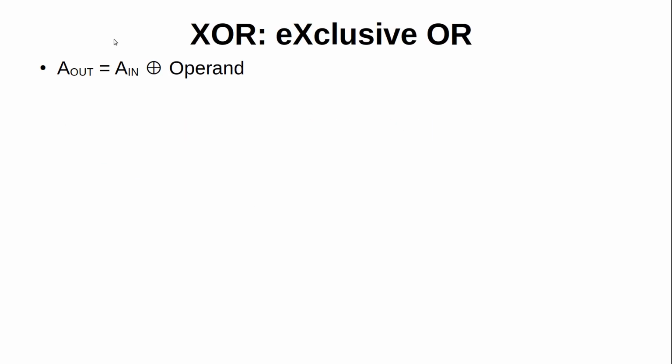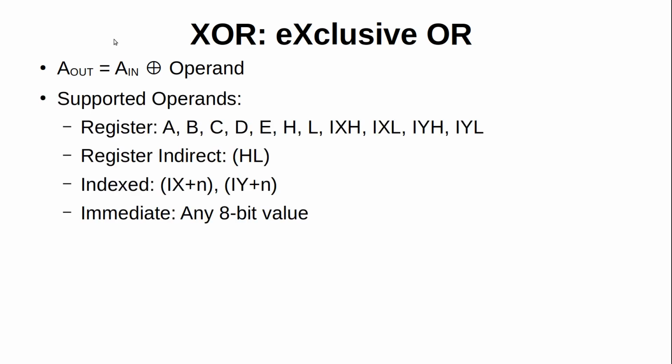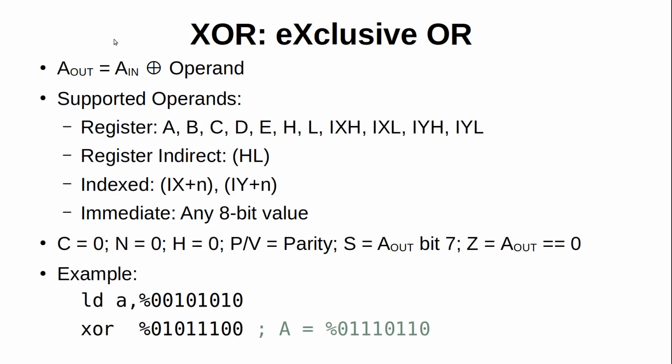The XOR instruction does an exclusive OR, again with A and an operand, and the result is stored in A. Yet again, all the same arguments are available, and the flag results are the same. But this time, if you do an XOR A, it is guaranteed to make A 0. This turns out to be a great shortcut for loading 0 into A, as long as you don't mind the carry bit being cleared too.